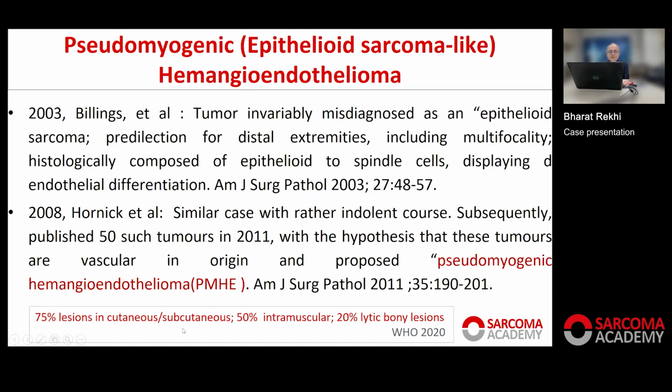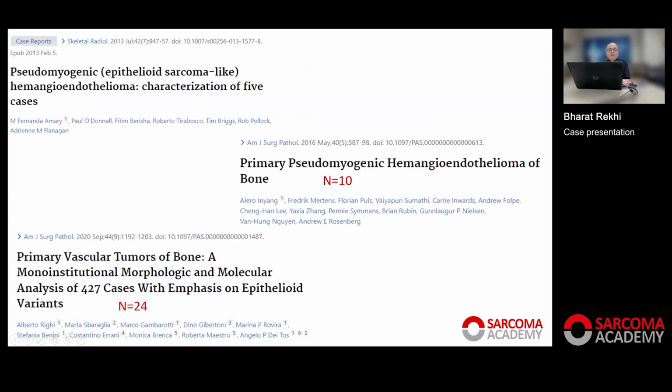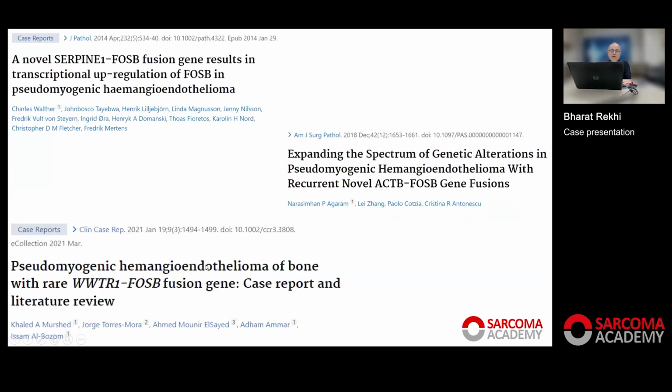So the vast majority of these lesions are subcutaneous, 50% can be intramuscular, and 20% present with lytic bone lesions, as I showed in case number 1. So soon it was identified as multifocal in soft tissues. It was also identified in bony sites, including in 2013 with 5 cases from the Stanmore group, and then subsequently in 2016 about 10 cases. In 2020, in a large series from the Italian group, they identified 24 cases of pseudomyogenic hemangioendothelioma involving the bone.